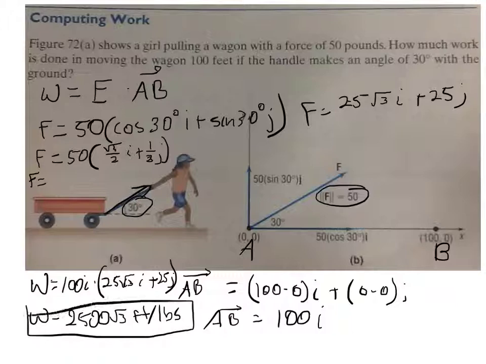Okay, so 2,500 root 3 foot-pounds, and that comes from the fact that our force was 50 pounds, and that we moved 100 feet. And we're multiplying, so it's not foot per pound, it's called foot-pounds. So I'll try that again, foot-pounds.